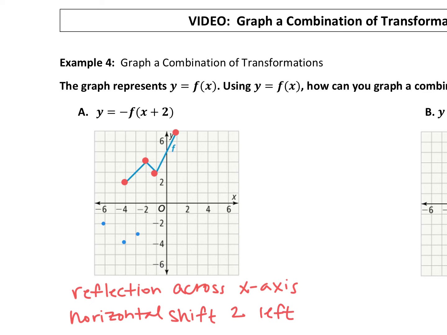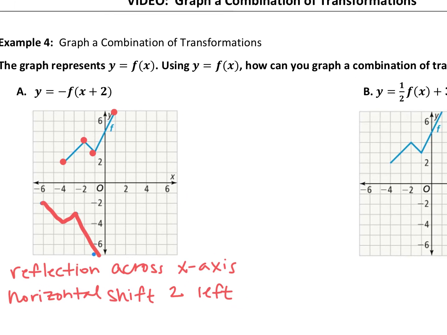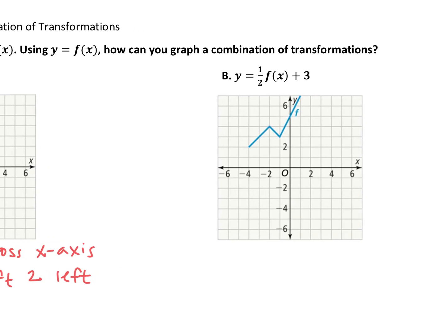And then our last one, we're up here at a 7, so that's going to reflect all the way down to -7, and it's going to go 2 units to the left, right there. And now we can just connect those in a line. This is going to be our new function. It had a reflection across the x-axis and a horizontal shift 2 units to the left. All right, let's look at our next example.